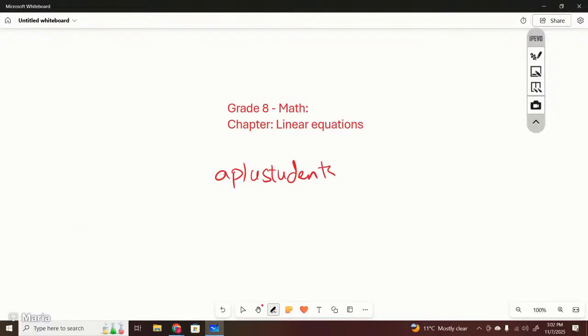Then you have to select math from the subject tab, scroll down to grade 8 math and then click on view all lessons. There you find a list of the chapters. We're going to start with the chapter linear equations.